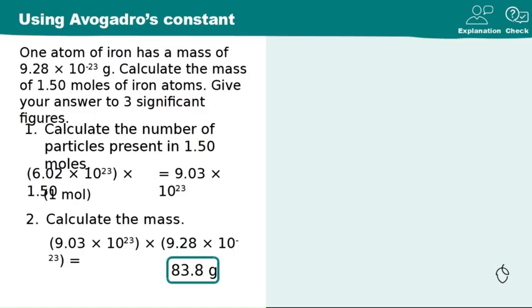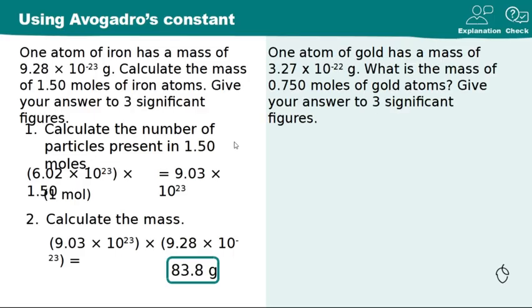And we will then get a mass of 83.8 grams. Now, one atom of gold has a mass of 3.27 times 10 to the minus 22 grams. What is the mass of 0.75 moles of gold atoms? And give your answer to three significant figures.